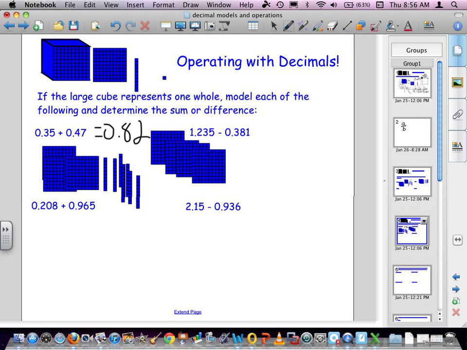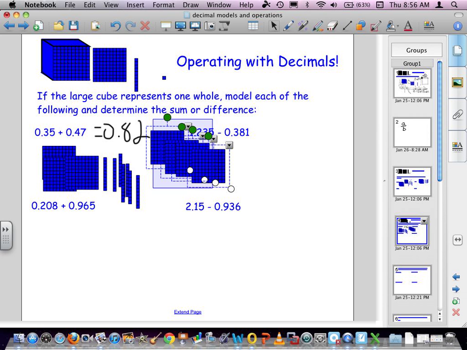Okay, you want to do some subtracting? How do you model subtracting? I'm going to move this onto another page so we have enough space.